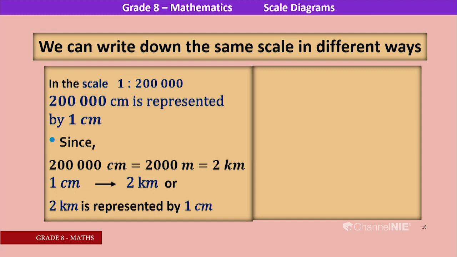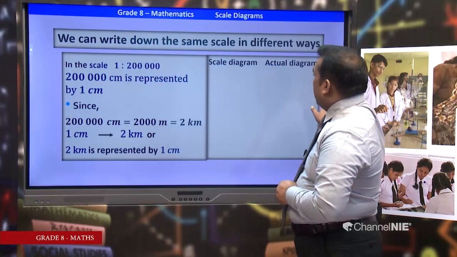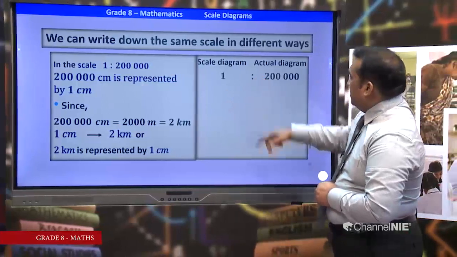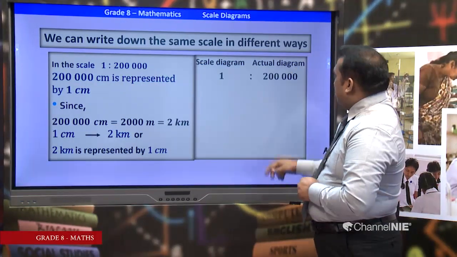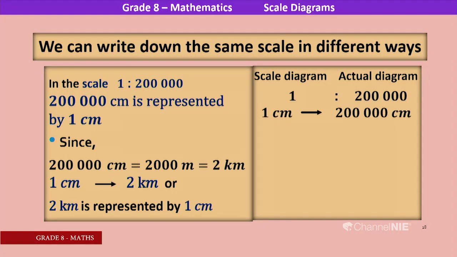We can write down the same scale in different ways. Scale diagram, actual diagram. This is the way. 1 is to 200,000. 1 centimeter represents 200,000 centimeters. Then dividing by 100, dividing by 1000, 1 centimeter represents 2 kilometers.